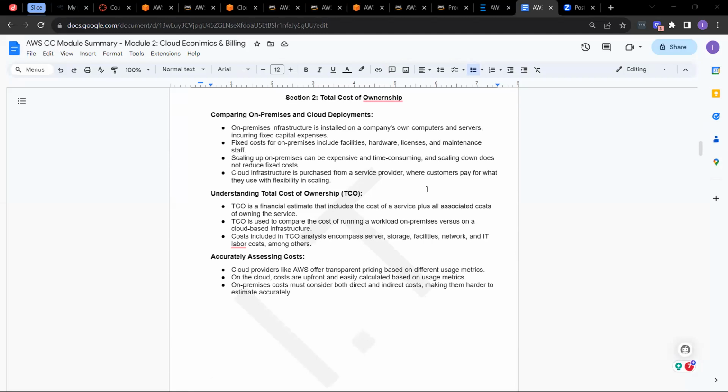So total cost of ownership. Let's talk about total cost of ownership. What is total cost of ownership? It is your aggregated cost of the services and their associated resources that you utilized.